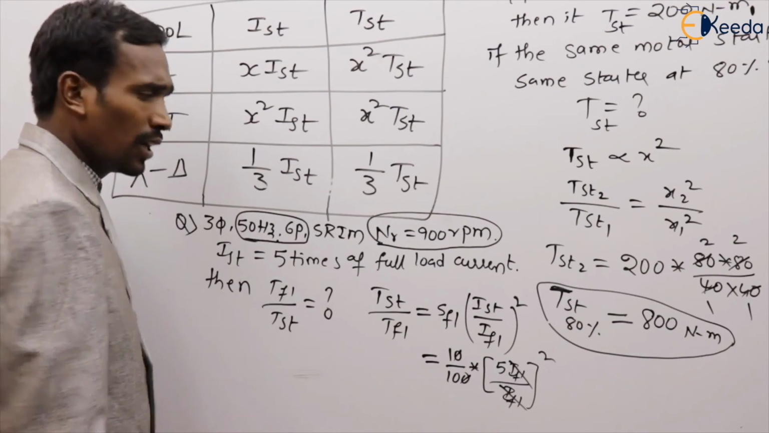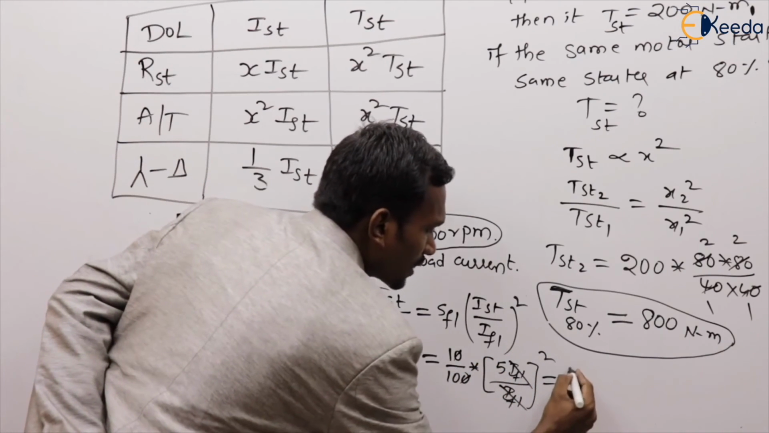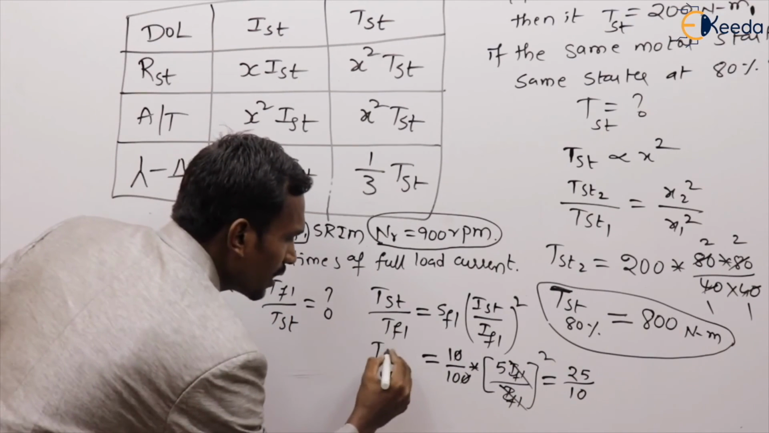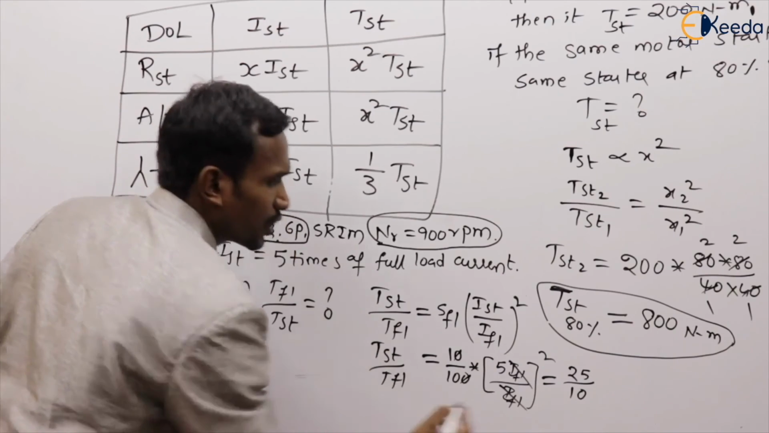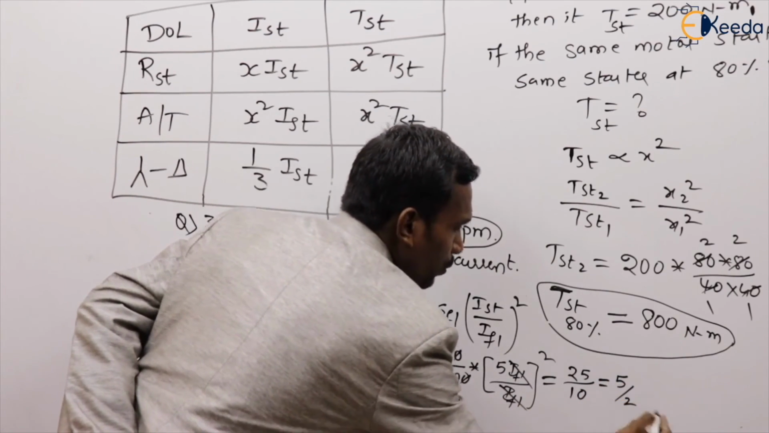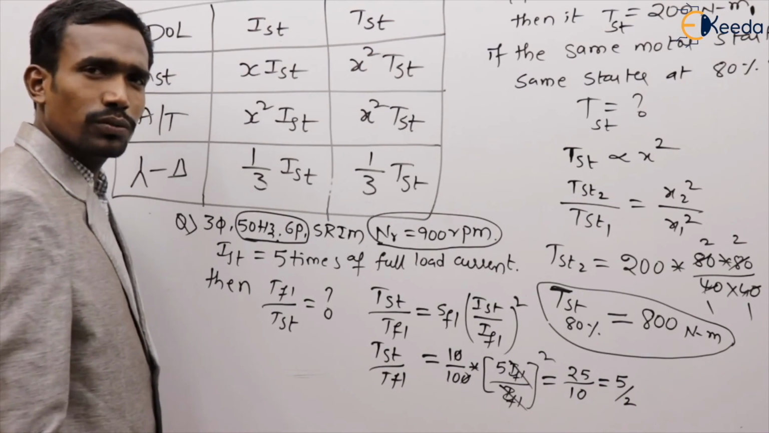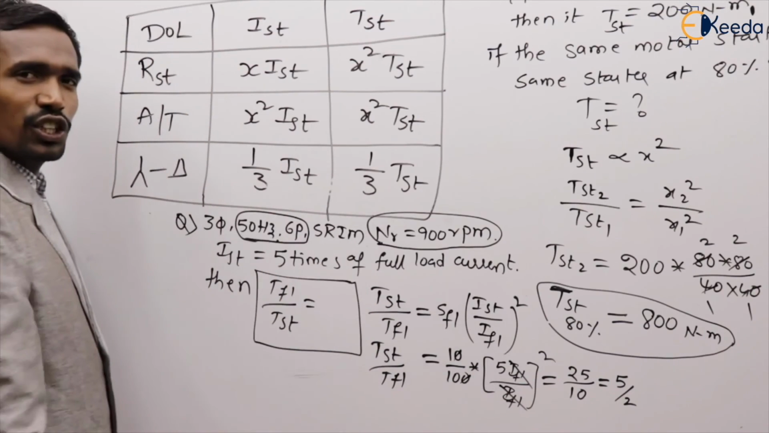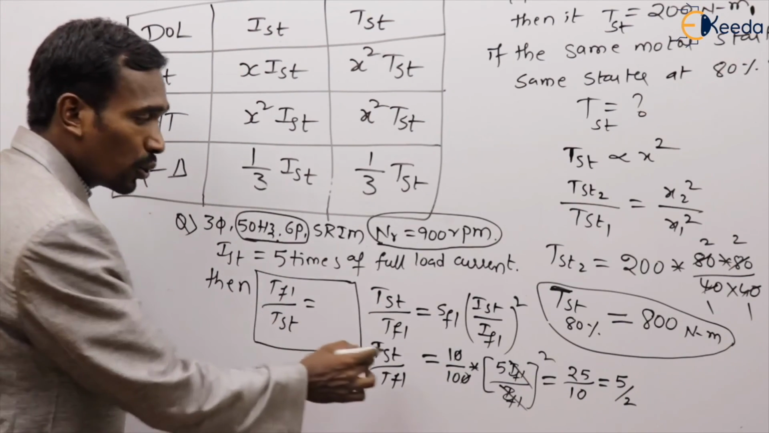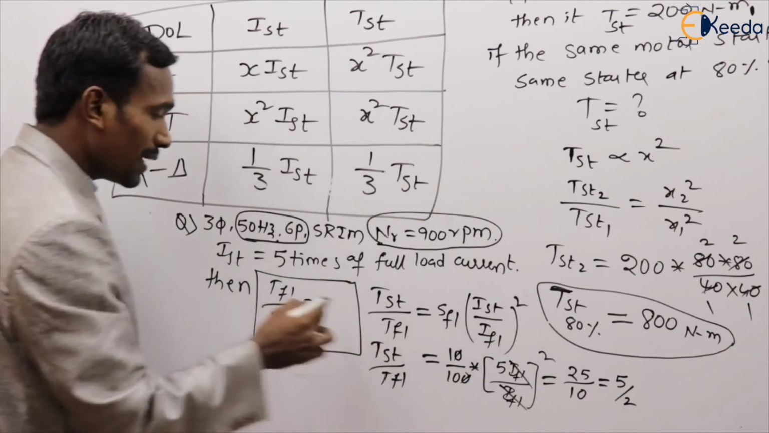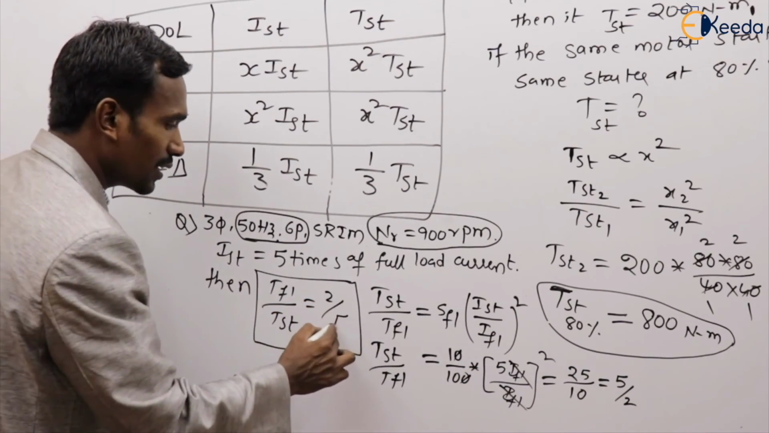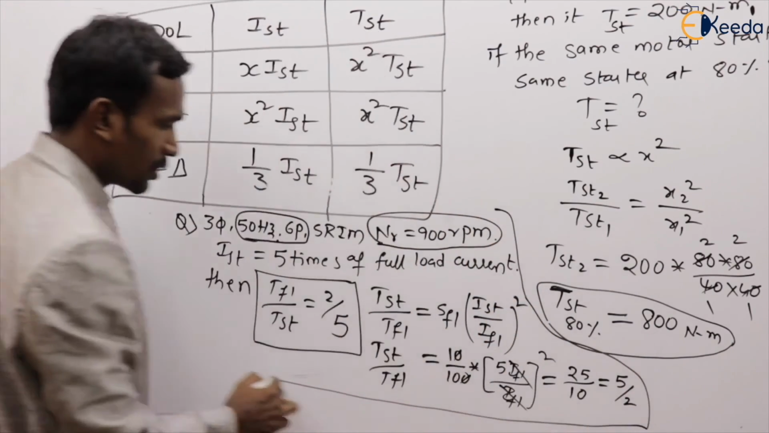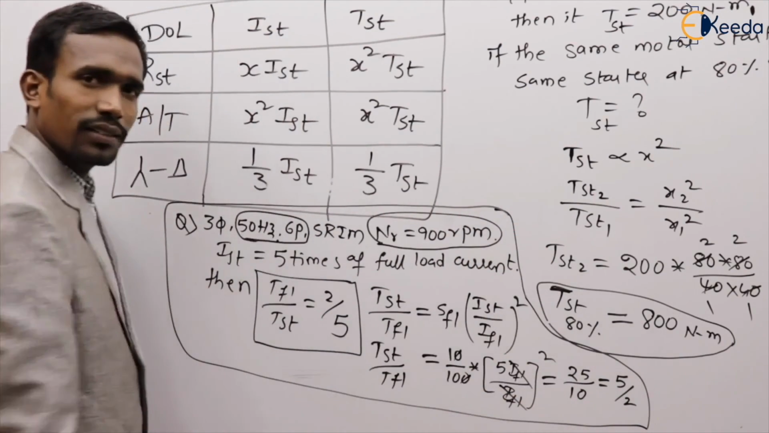So what is the answer? This is 5 square, nothing but 25 by 10. So this is the starting torque to the full load torque ratio, nothing but 5 by 2. But they asked for the full load torque to the starting torque ratio. You got starting torque to full load torque as 5 by 2, but they asked for full load torque to starting torque. The answer is 2 by 5.